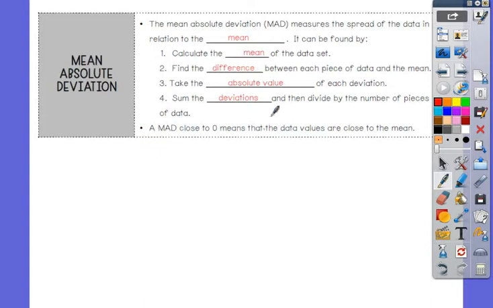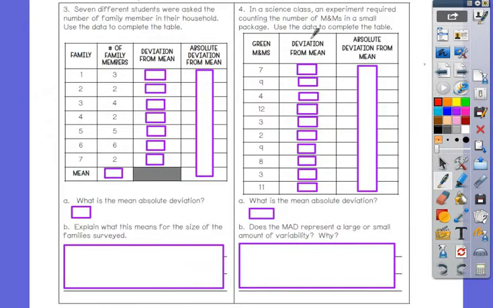Alright, so it's kind of confusing how to do this unless you actually work a problem, so let's get started with the steps. Number 3 says 7 different students were asked the number of family members in their household. Use the data to complete the table. Okay, so here's the 7 different families and the number of family members in each of the families.